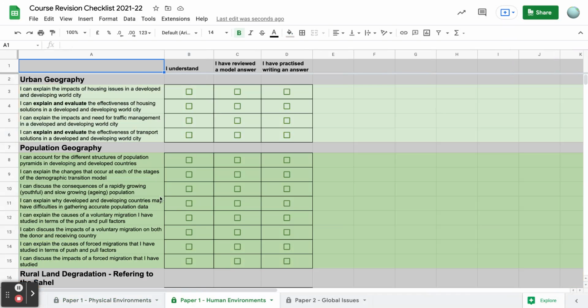In the population topic, it's actually any possible area that could be assessed, and therefore you have to be prepared to answer questions on any of those points indicated.